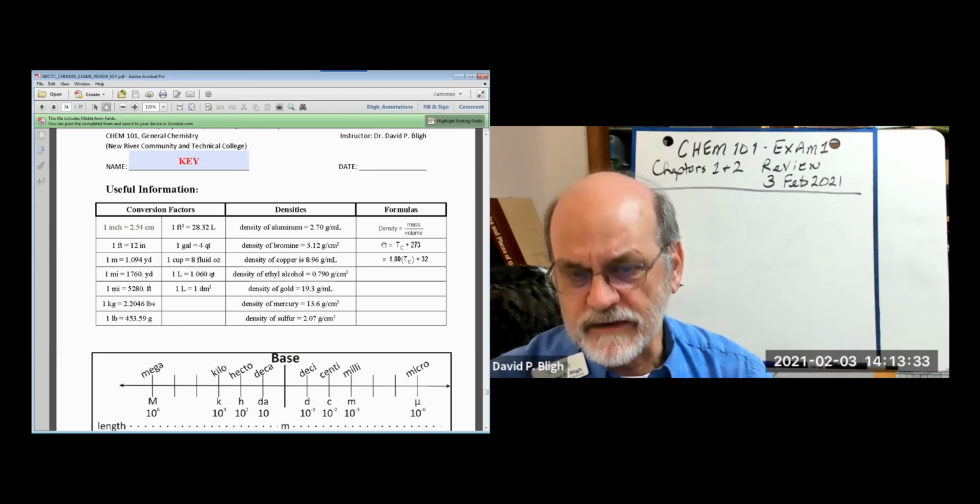Now that's one way to do it. The other way is to use dimensional analysis. And let's just erase that and rewrite it. Let's move it over here, actually. And that was meters, wasn't it? Yep, meters to millimeters.